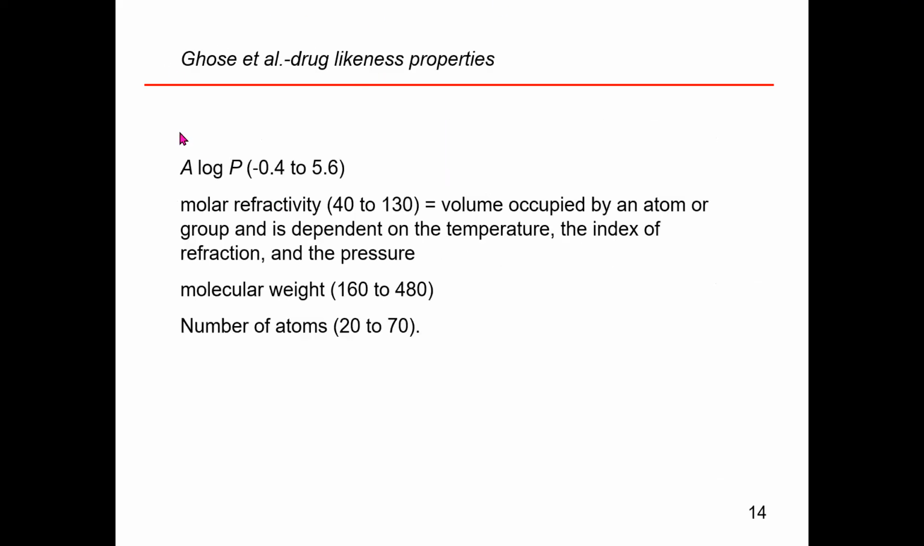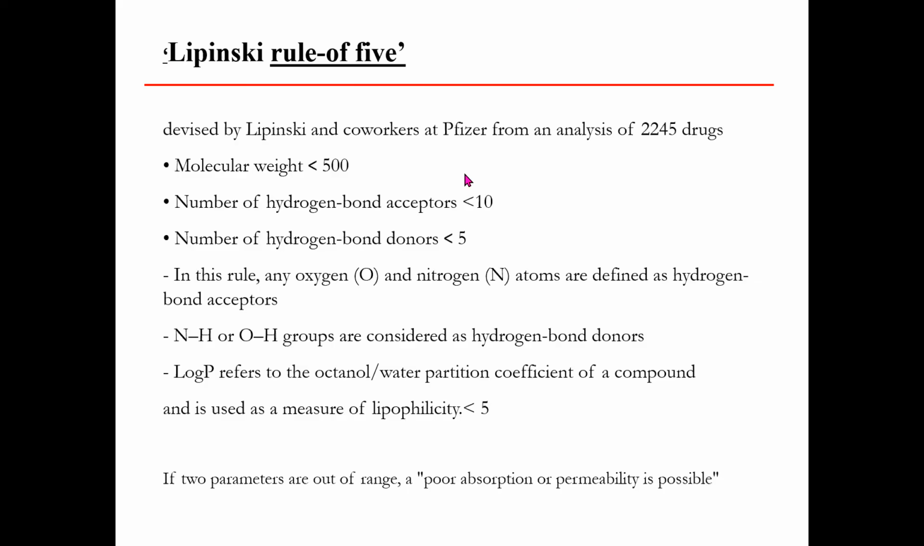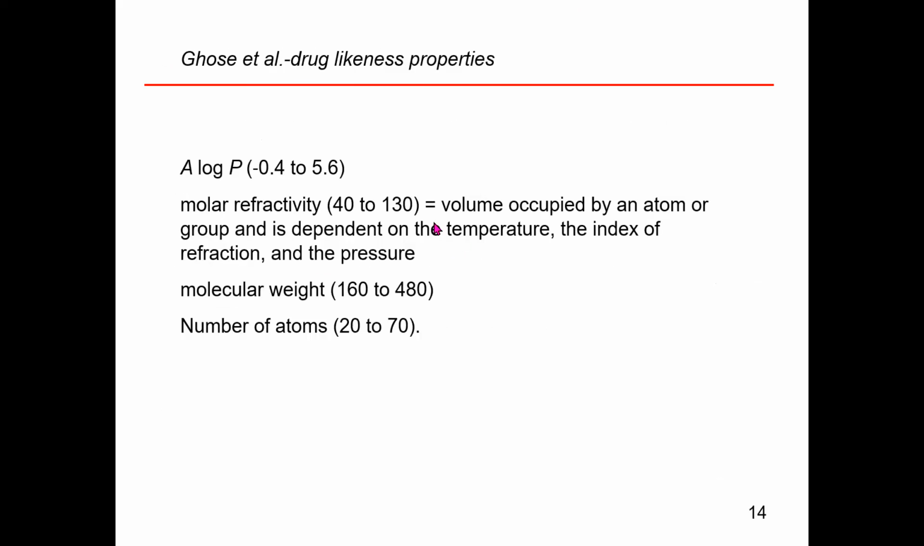Then came another group, Ghose et al. Rule. Lipinski said log P less than 5, but these people said log P should be in a certain range. They said molar refractivity, what is molar refractivity? Volume of the molecule into refractive index should be in a certain range. Molecular weight in a certain range, and number of atoms 20 to 70. So that is their rule. That is called Ghose et al.